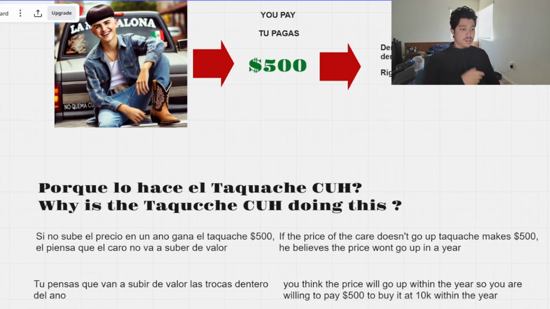So I'm explaining in Spanish. Si no sube el precio en un año, el tacuache gana $500 porque el carro devalúa sobre tiempo. Ahora, dentro del año cuesta $9,000 en vez de $10,000. Tú no vas a comprar un carro que puedes comprar en $9,000 por $10,000. Entonces nunca usas el contrato. Entonces se queda el Taquache con los $500 en que te vendió el contrato y se queda con su Silverado. Pero tú, la razón por qué compras eso es porque tú piensas que el valor del carro va a subir dentro del año.